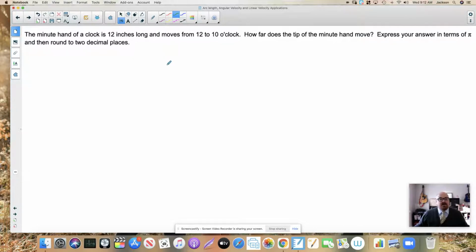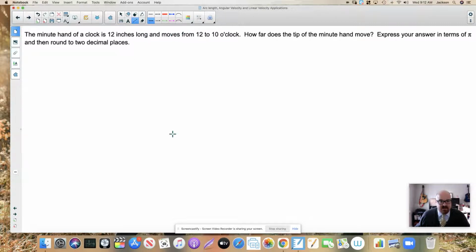Okay. This problem in particular, first glance, it talks about the minute hand of a clock, and when you think clock, you associate clock with time, and time with distance and speed, right? So first glance, you look at this and you say to yourself, this is probably a question about velocity because it's talking about a clock and moving from 12 to 10 o'clock. But when you read the whole thing, the minute hand of a clock is 12 inches long and moves from 12 o'clock to 10 o'clock.